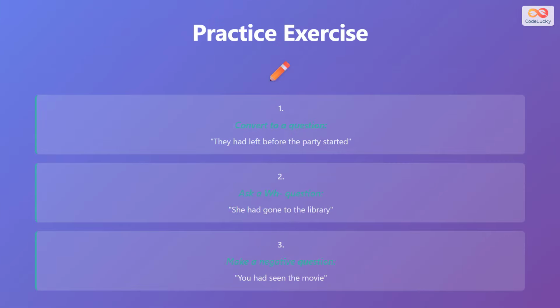Now it is time to practice. Here are 3 exercises. Exercise 1, convert this sentence to a question. The sentence is they had left before the party started. Exercise 2, ask a WH question about this sentence. She had gone to the library. Exercise 3, make a negative question from this sentence. You had seen the movie. Try to answer these exercises and check your understanding of past perfect questions.